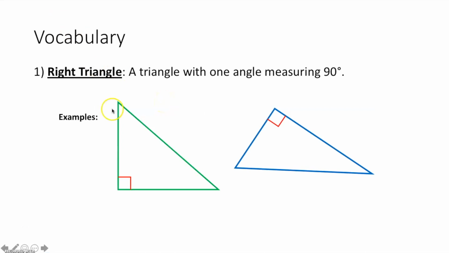First vocabulary term is a right triangle. It's a triangle with one angle measuring 90 degrees. So if you look here, you can see the one angle in each of these triangles measuring 90 degrees is the one with this little red square in the corner. If you see the little red square, that means that triangle is going to be a right triangle.